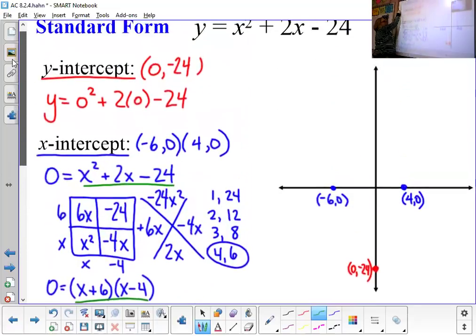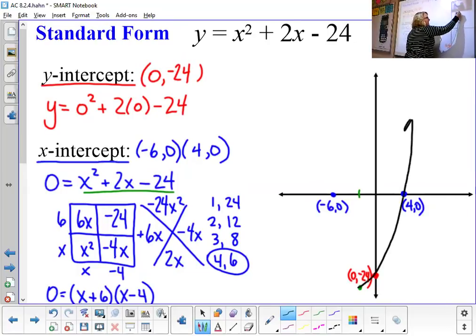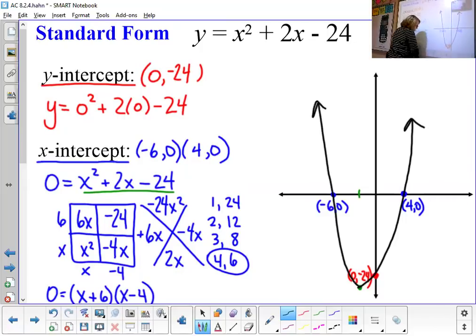Okay, I'm going to go back to my axes. I'm going to plot that point. Negative 1 would be right about here, and negative 25 is going to be a little bit below negative 24. When you're sketching your parabola, it is not going to be perfect, and that's totally fine. I like to just kind of do one half at a time. Don't forget you have to go beyond the axes and put arrows to show that it keeps going forever.